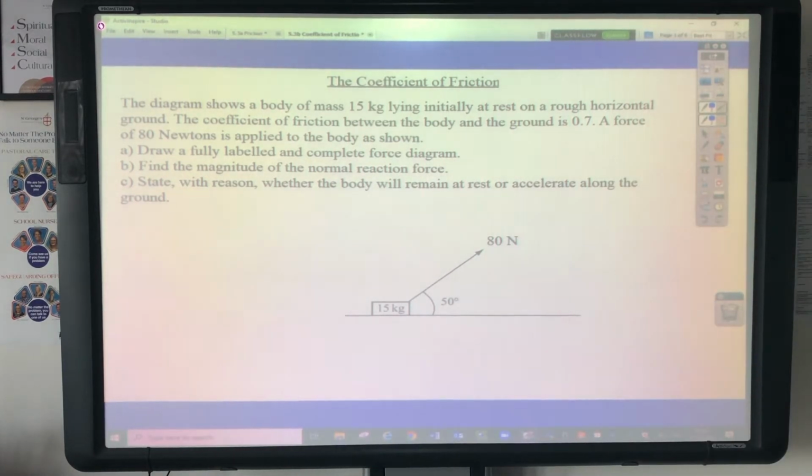The diagram shows a body of mass 15 kilograms lying initially at rest on a rough horizontal ground. The coefficient of friction between the body and the ground is 0.7. A force of 80 newtons is applied to the body as shown. Draw a fully labelled and complete force diagram.